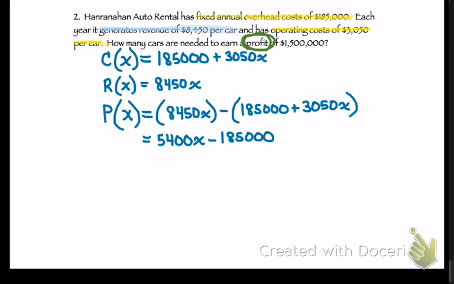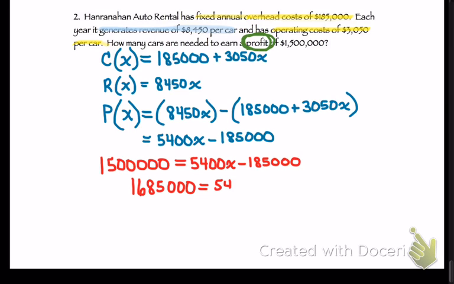So now it says how many cars are needed to earn a profit of 1,500,000. Think about what we did before. We wanted to break even. Now we want to earn a profit of $1.5 million. So if I think about that, I'm going to plug in 1,500,000 in for p of x. And now from here, very, very simple, I'm just going to solve for x. I get this. X is 312.04.